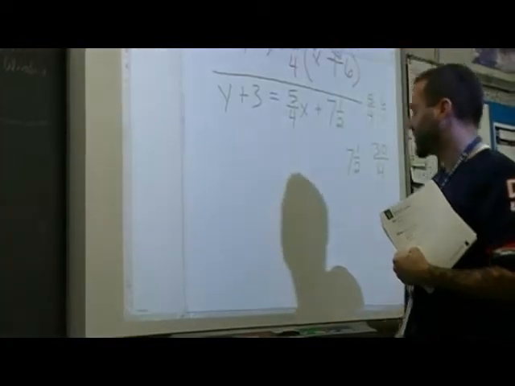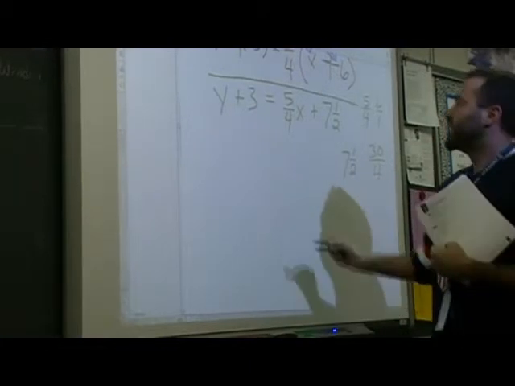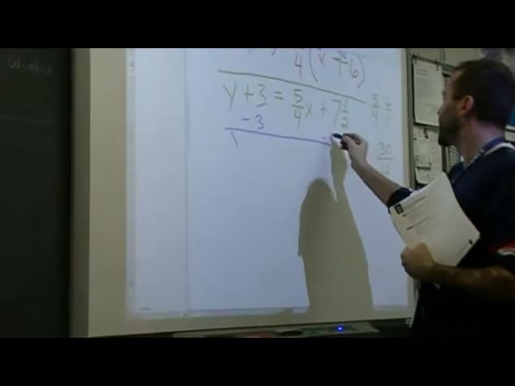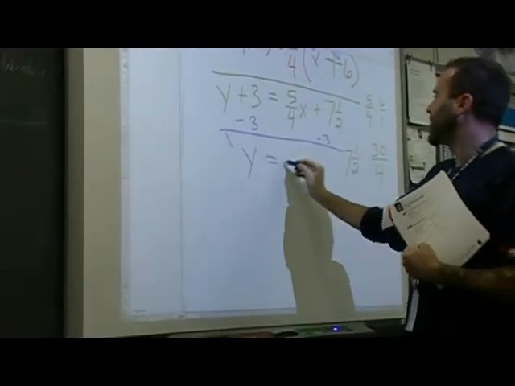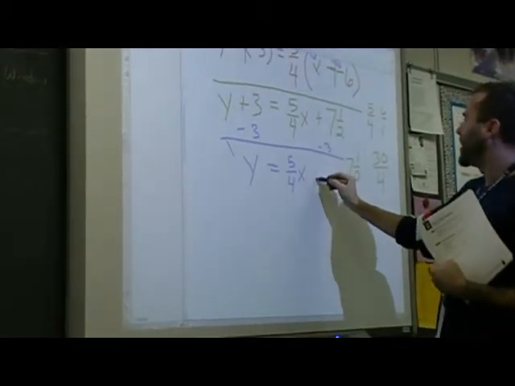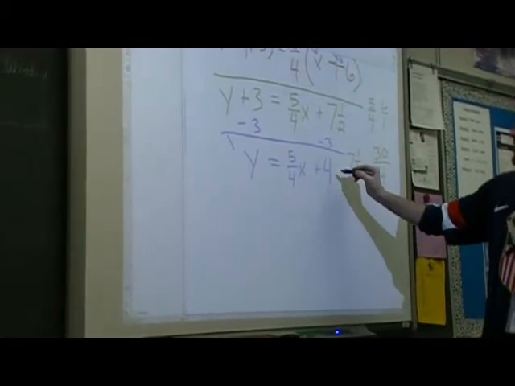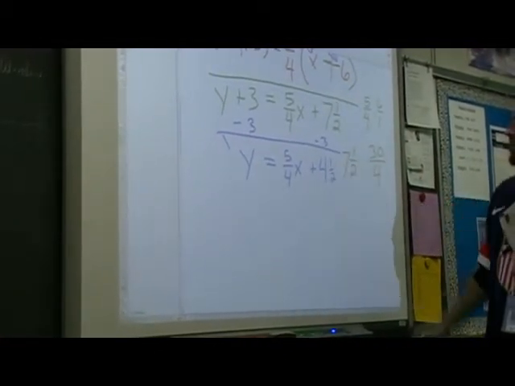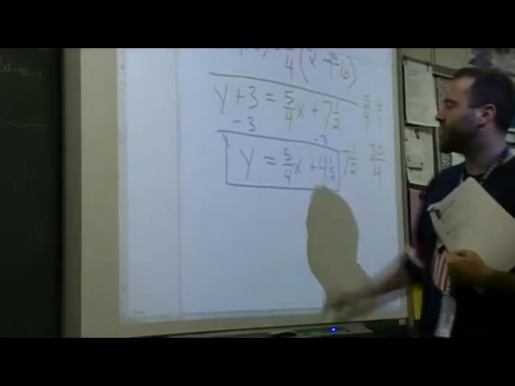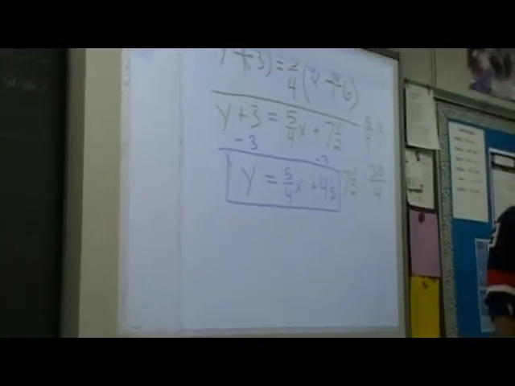We're close. y is not by itself yet, so we're still working. Now I'm going to subtract 3 from each side. y equals 5 over 4x plus 7.5 minus 3, which is 4.5. That is our slope-intercept form. It's a lot of work.